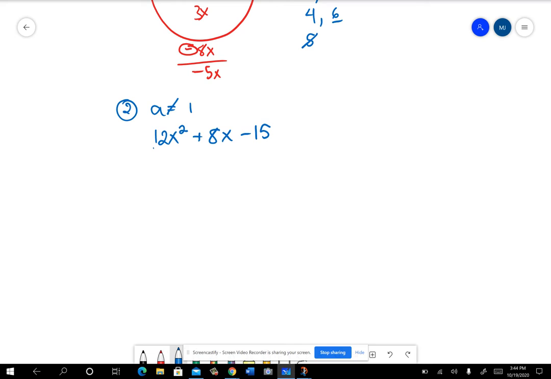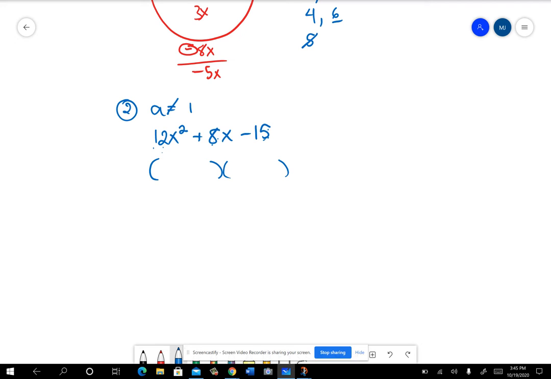First off, nothing goes into all 3 numbers evenly. 2 would go into both 12 and 8, but not into the 15. Okay, 3 would go into the 15, but not in the others. Basically, nothing's going to go into all of them. That means I'm going to unfoil.